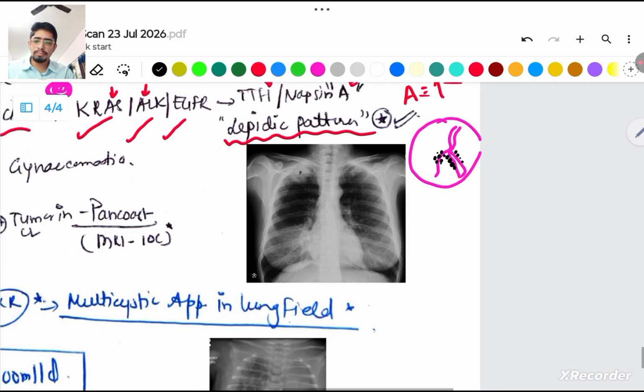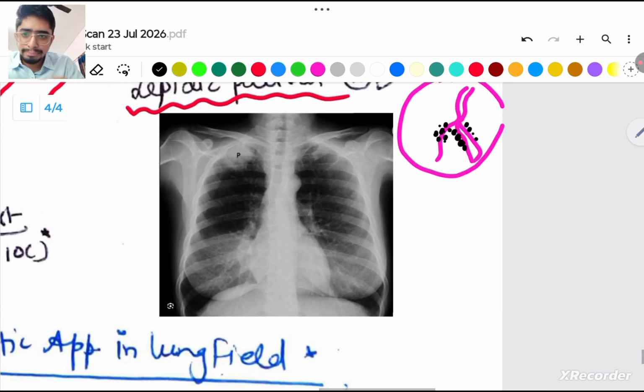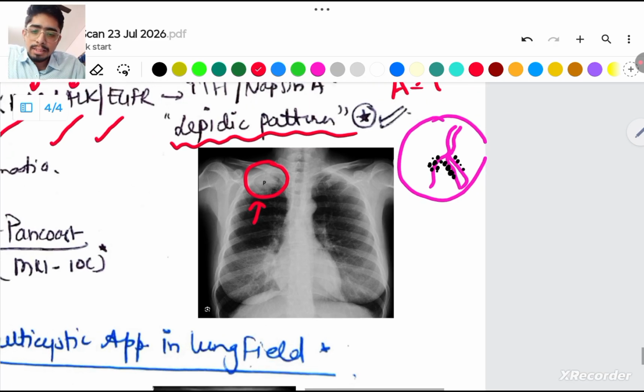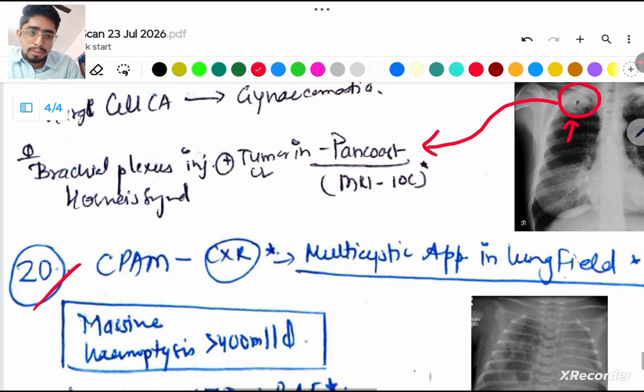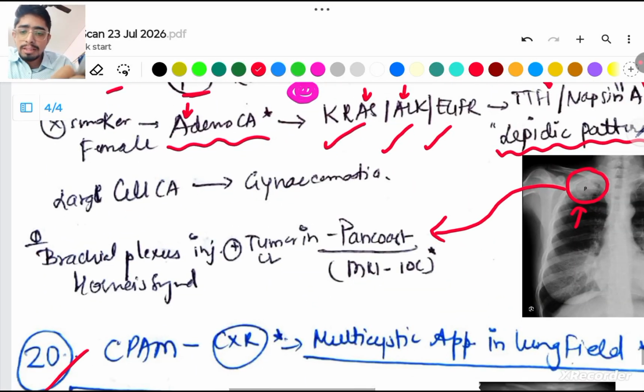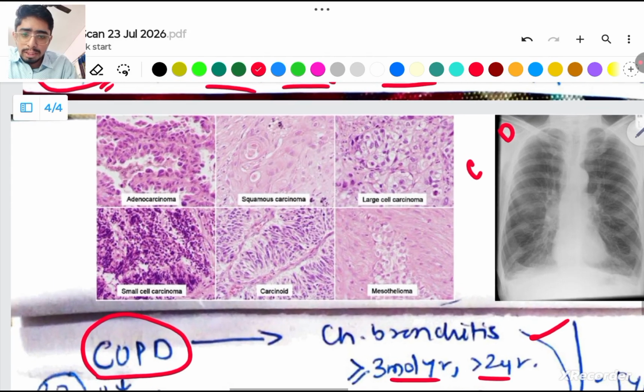What do you see here? This is the X-ray showing a consolidation. No, it is a solid tumor. It is a solid tumor in the upper lobe, in the right upper lobe, like this. Okay, and the patient is telling, or you have the words like Horner syndrome is there. Yes, you think of Pancoast tumor, in which MRI is the investigation of choice. Okay? Before reaching the 20th point, let's look at the images of carcinomas.